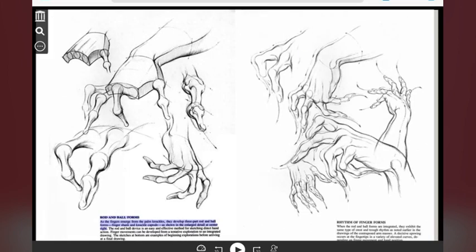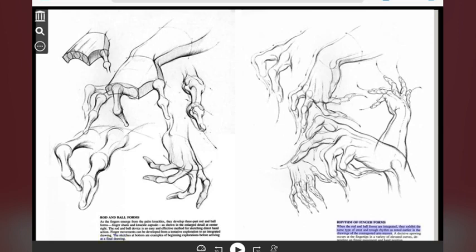Rod and ball forms. As the fingers emerge from the palm knuckles, they develop three-part rod and ball forms: finger shank and knuckle capsule, as shown in the enlarged detail at center right. The rod and ball device is an easy and effective method for sketching direct hand action. Finger movements can be developed from a tentative exploration to an integrated drawing. The sketches at bottom are examples of beginning explorations before arriving at a final drawing.